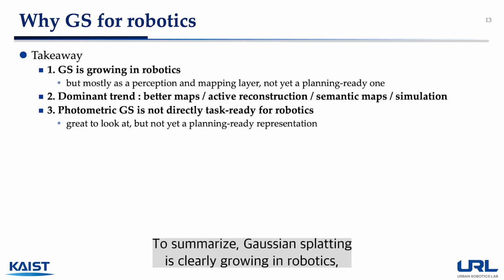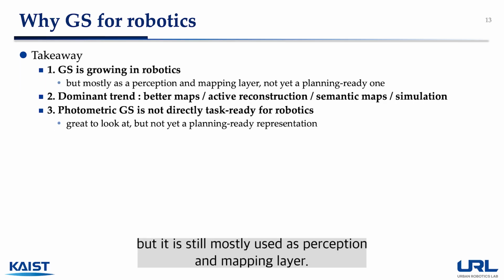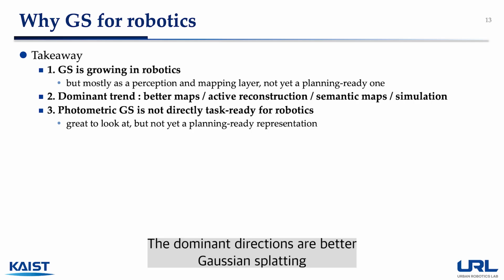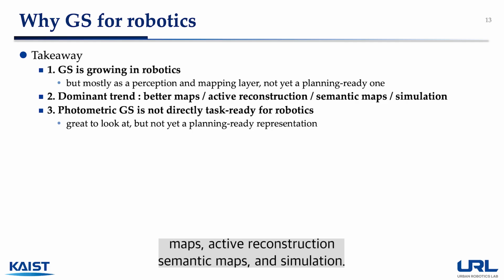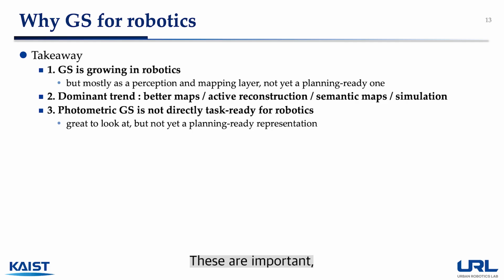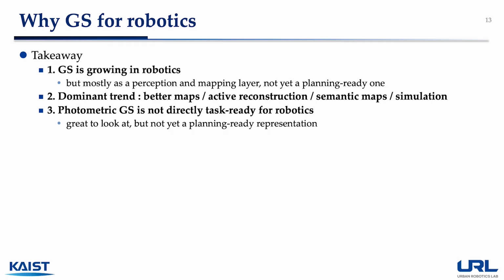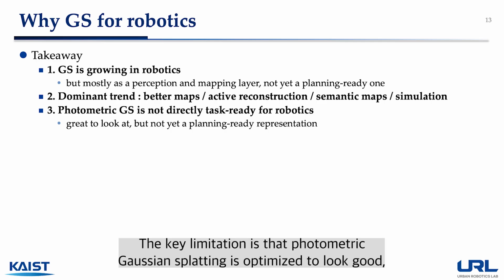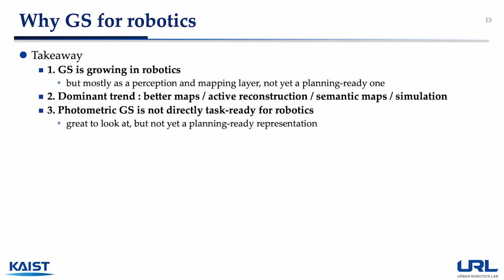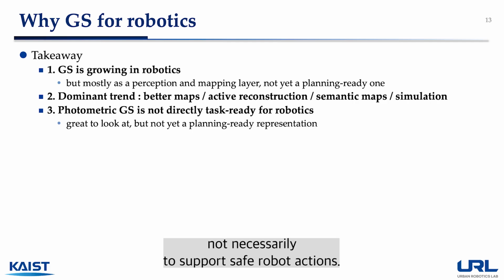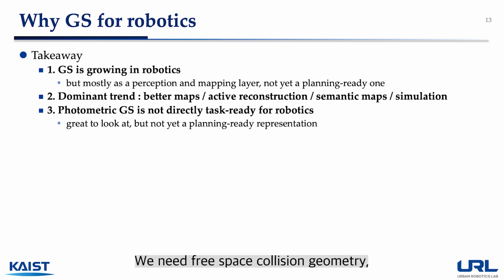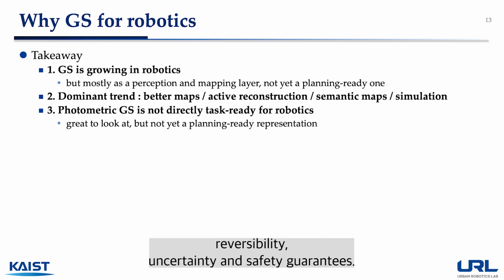To summarize, Gaussian splatting is clearly growing in robotics, but it is still mostly used as a perception and mapping layer. The dominant directions are better Gaussian splatting maps, active reconstruction, semantic maps, and simulation. These are important, but they do not yet make Gaussian splatting a planning-ready representation. The key limitation is that photometric Gaussian splatting is optimized to look good, not necessarily to support safe robot actions. For robotics, we need more than visual quality. We need free space, collision geometry, traversability, uncertainty, and safety guarantees.